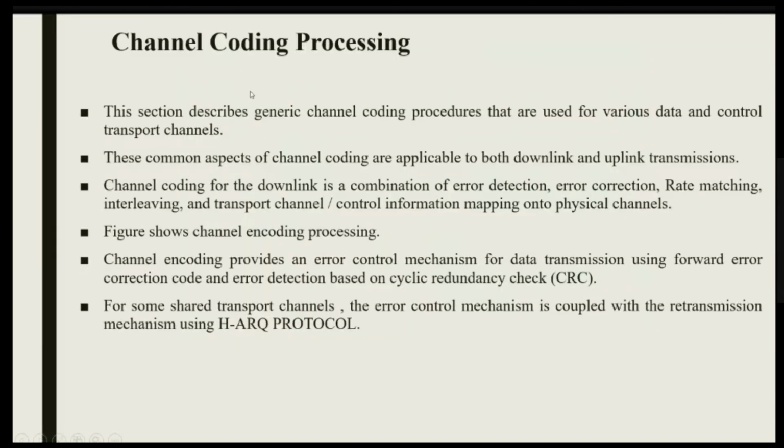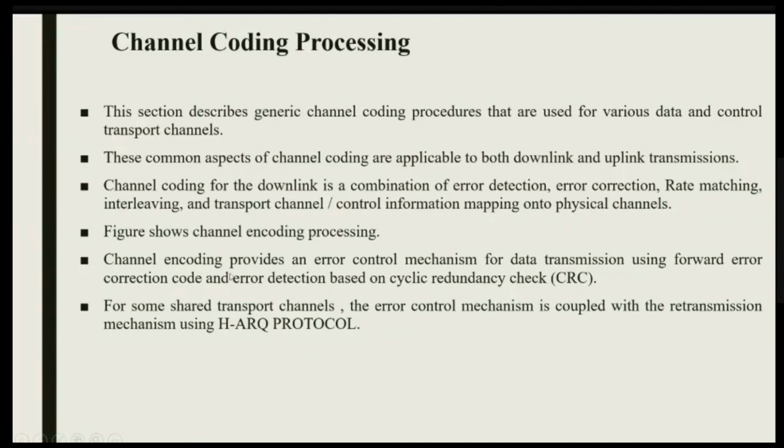Channel coding processing. This section describes the generic channel coding procedure that is used for various data and control transport channels. These common aspects of channel coding are applicable both for downlink as well as uplink transmission. Channel coding for downlink is a combination of error detection, error correction, rate matching, interleaving, and transport channel control information mapping onto physical channels.